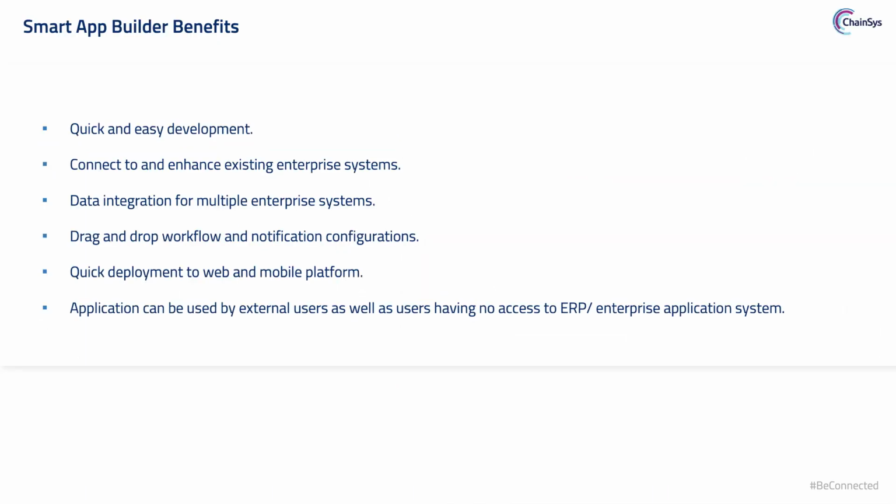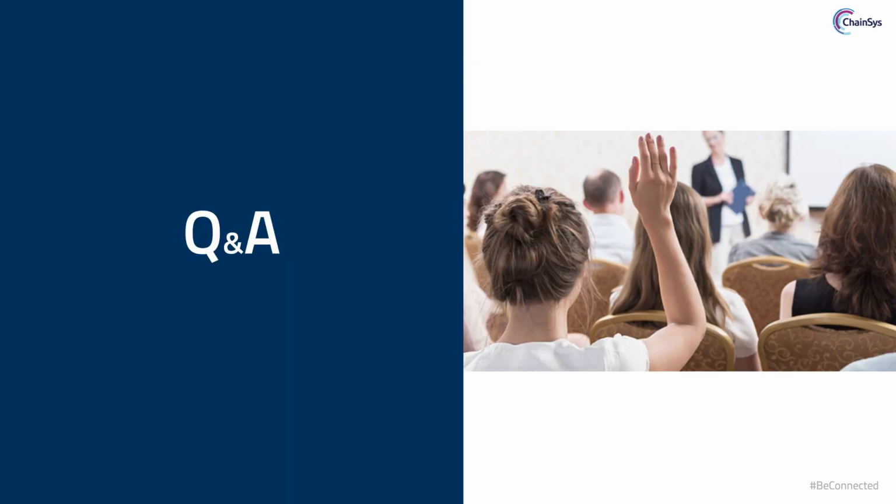Next we will look into Smart App Builder benefits. The benefits of Smart App Builder are quick and easy development, connecting to and enhancing existing enterprise systems, data integration for multiple enterprise systems, drag and drop workflow and notification configurations, and quick deployment to web and mobile platforms. The application can be used by external users as well as users having no access to ERP or enterprise application systems. Next is the question and answer session.